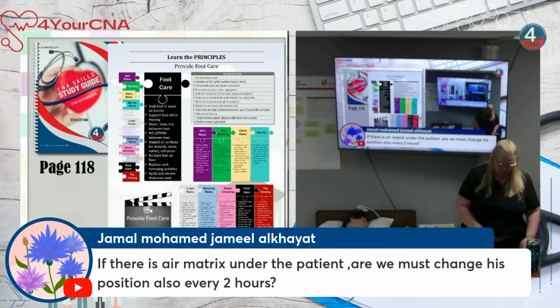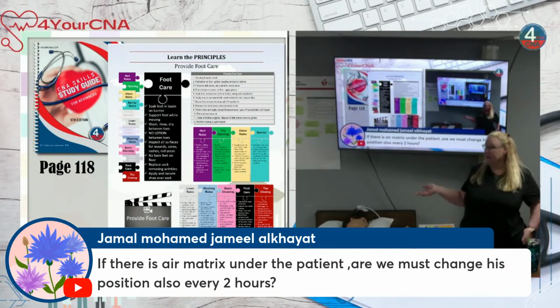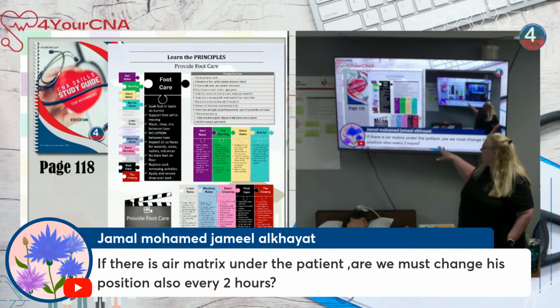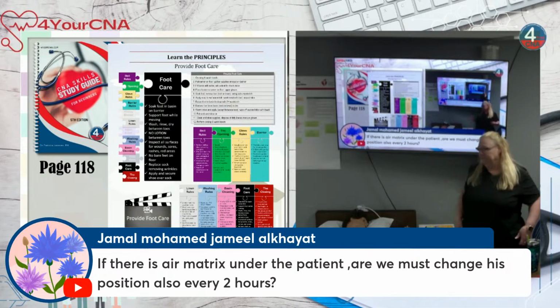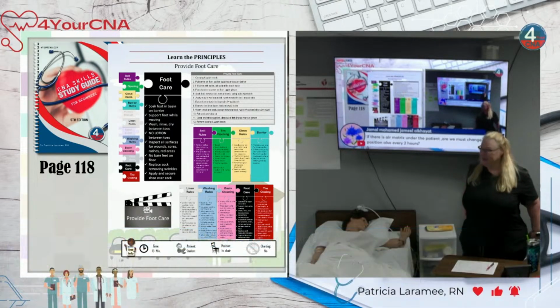Okay. Yeah, what does the care plan say? I can't answer that question for everybody because it depends on the care plan, right? Some patients, we're still going to reposition them every 2 hours. Other patients that are less at risk, the air pressure mattress will be able to accomplish the same thing. So it depends on the care plan.